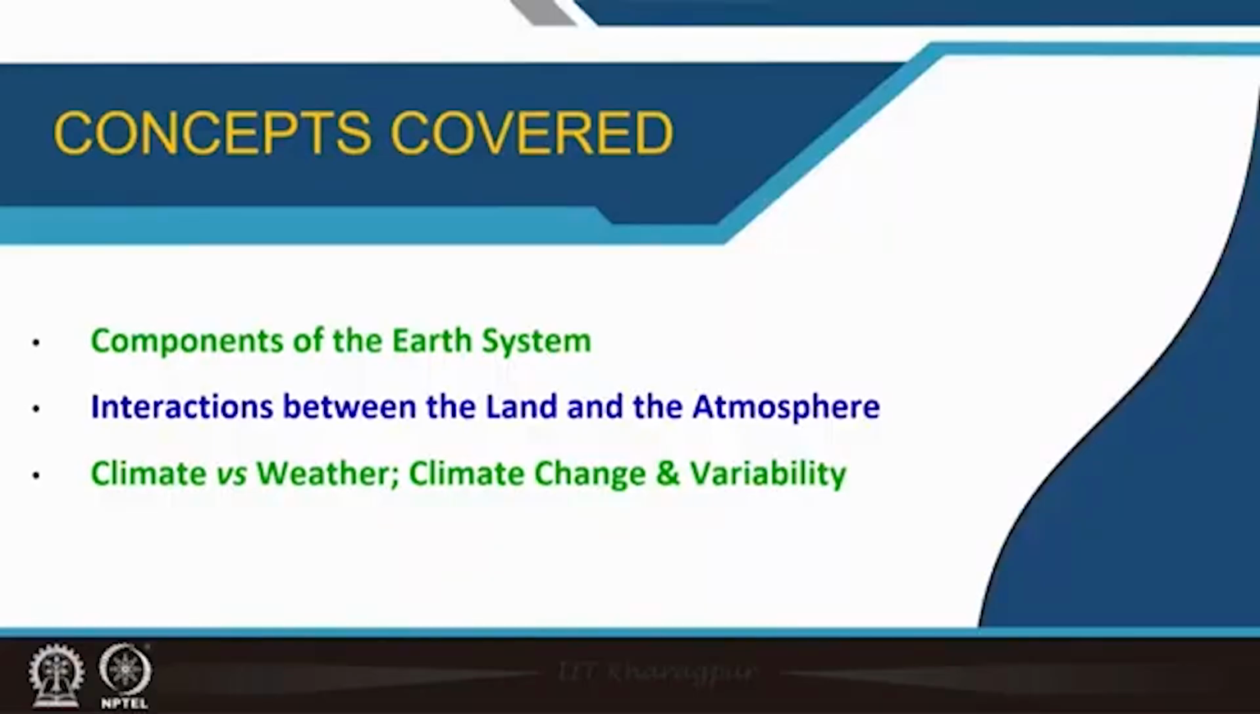So let us discuss or know what is Earth, and particularly what are the different components, different variables that define the Earth's climate. To do this, I have divided this particular lecture into 3 components. In the first phase, we will understand what are the various components of the Earth system. The second one is the various interactions between and among different components that operate for the land and the atmosphere, so the interaction between the land and the atmosphere.